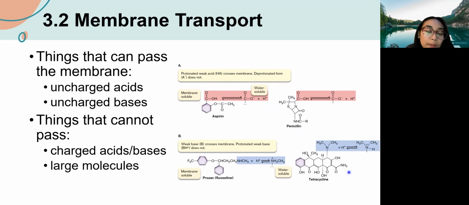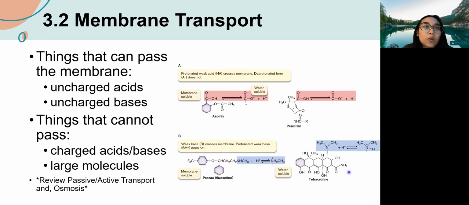In the book, it basically goes over passive and active transport and osmosis. Again, you should have already learned this in your Gen Bio class, so I'm not going to go over it, but you definitely should still review it if you don't remember what active and passive transport is and what osmosis is. Even though I'm not going to specifically test you, it might come up in a different topic, and so you still need to understand these concepts.